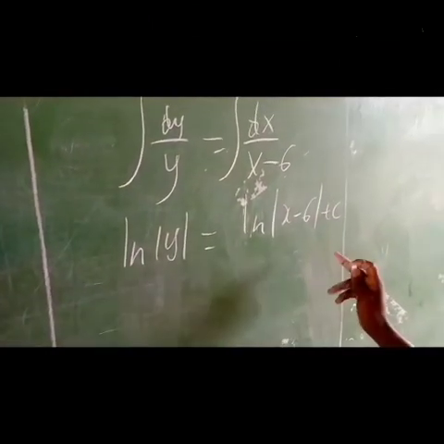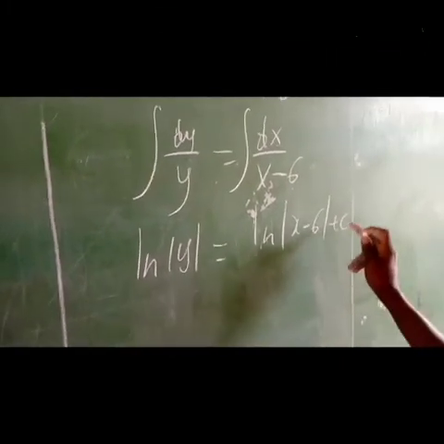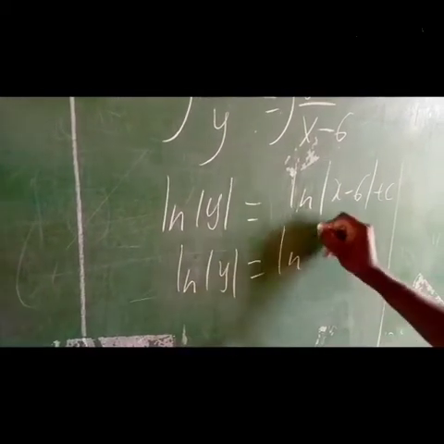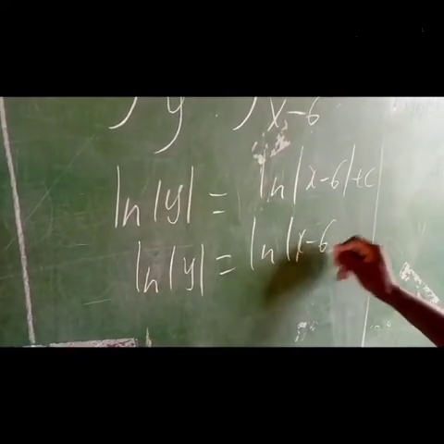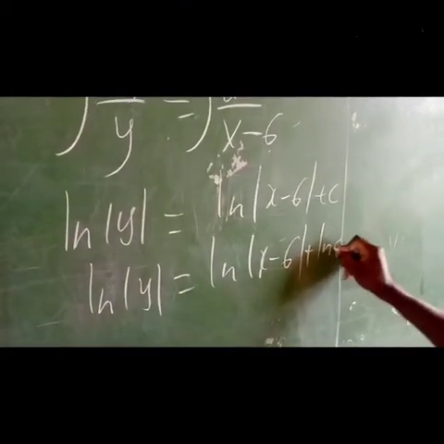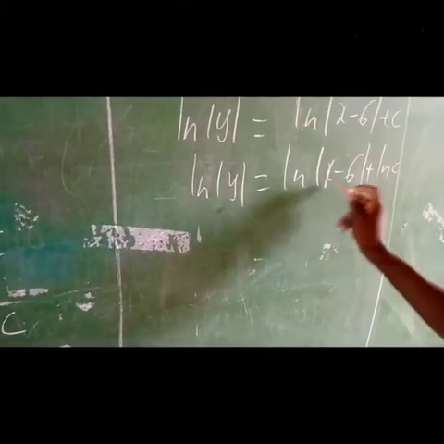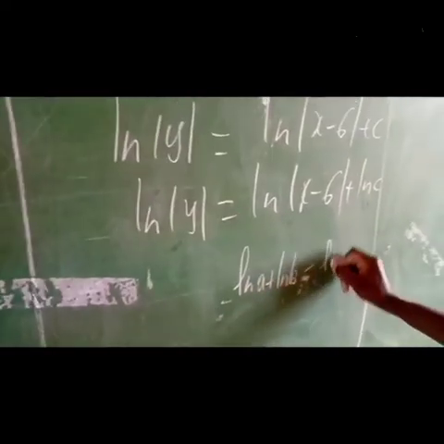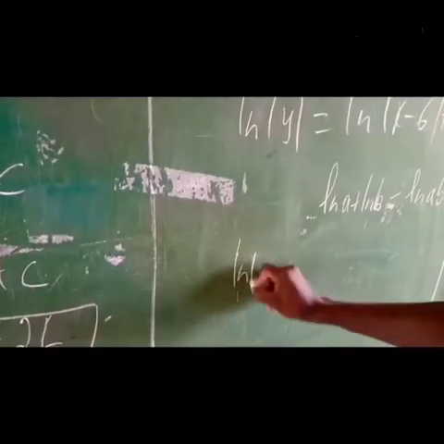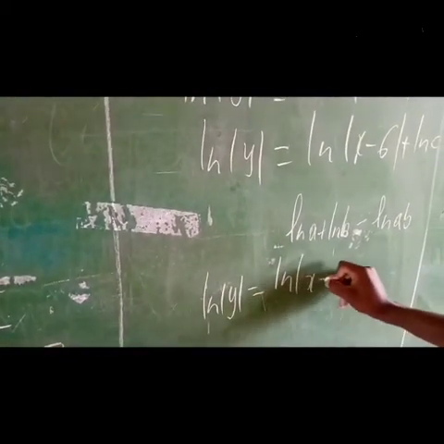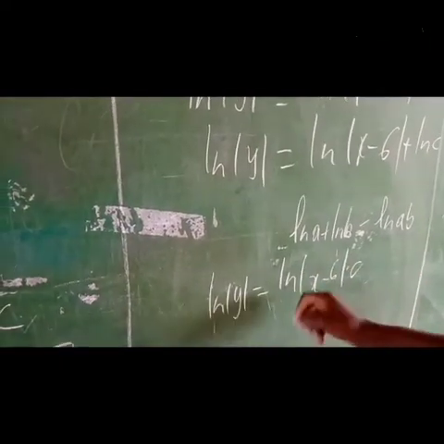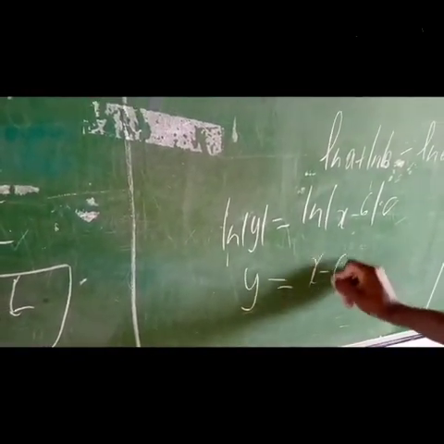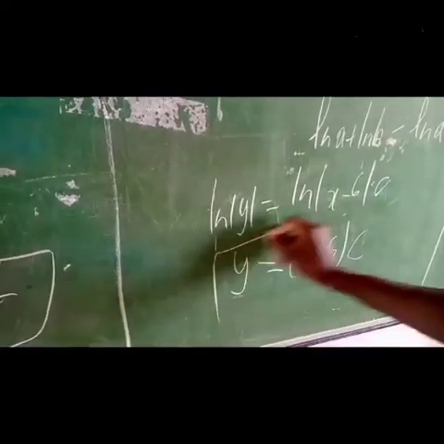And then here we know that we can write the constant as ln c, and then here we get ln y is equal to ln of x negative 6 plus ln c. We just have to use the property of ln, where ln a plus ln b is equal to ln ab. And then here we get ln y is equal to ln of x negative 6 times c. Then here we remove ln from both sides, and then we get y is equal to x negative 6 times constant. Then here we get the solution.